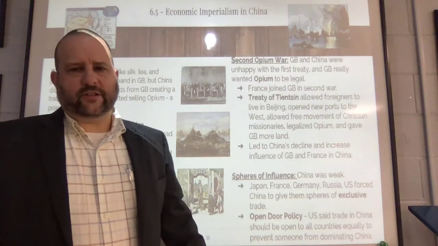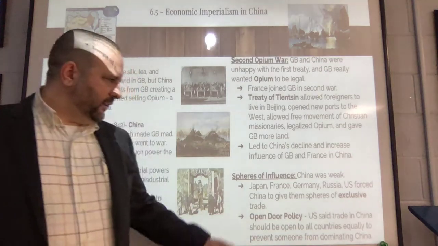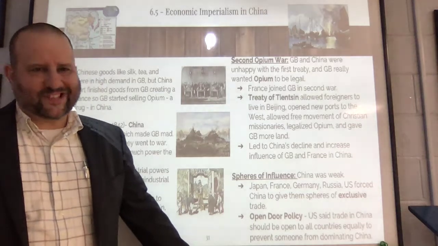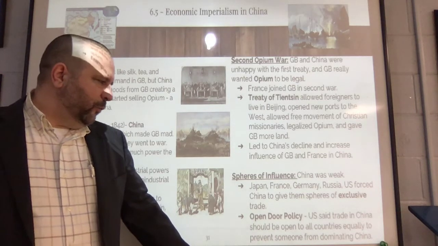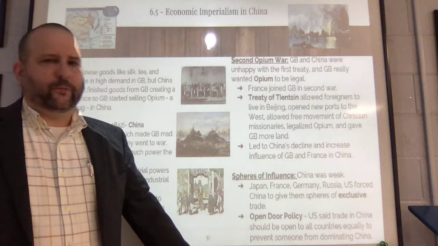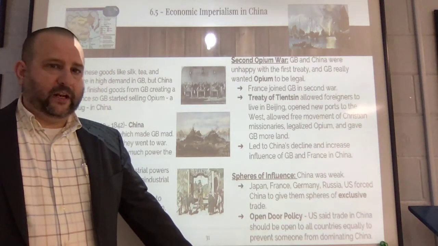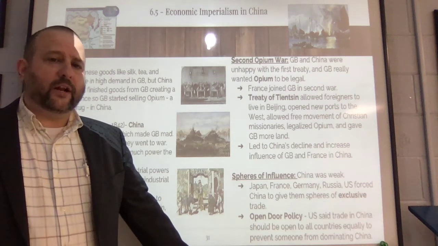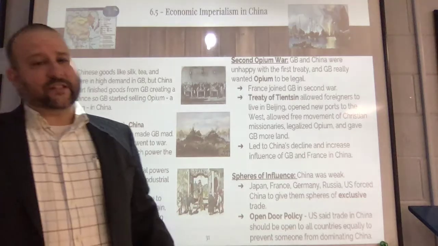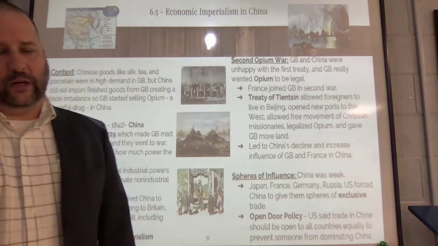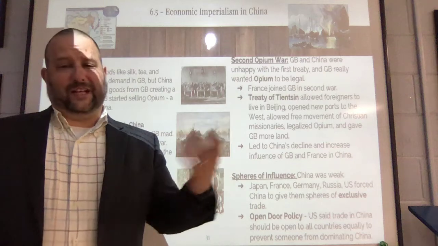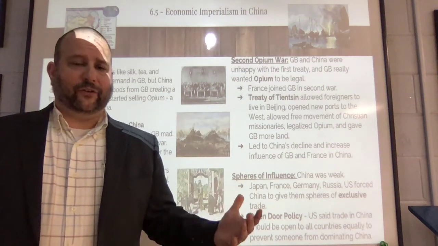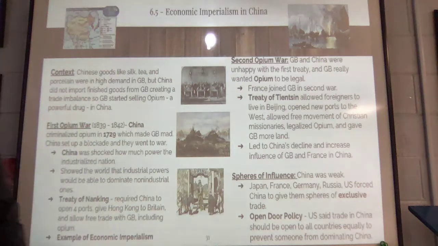So what the U.S. will start is something called an open door policy. And what this is defined as is that the U.S. basically says that trade in China should be open to all countries equally to prevent someone from dominating China. In other words, many people should be allowed to pick the pocket of another country instead of just one, because that wouldn't be fair. And yes, that would include their opium as well. Probably the best example of economic imperialism that we have during this time is what you're seeing on this slide, which I will now stand out of the way for so you can see it. Let's jump over to Africa now.